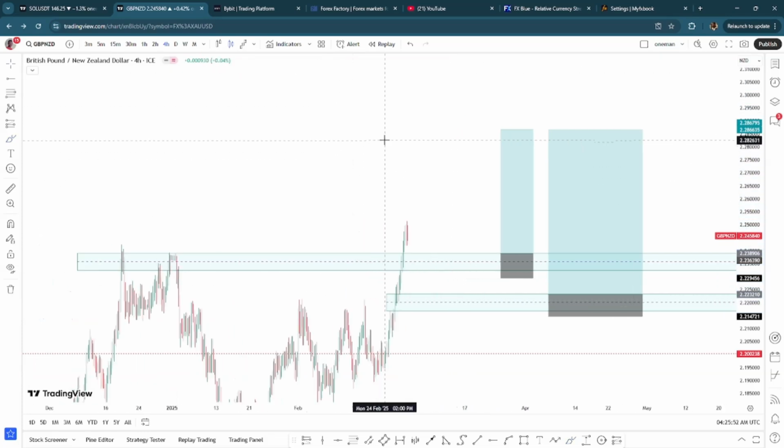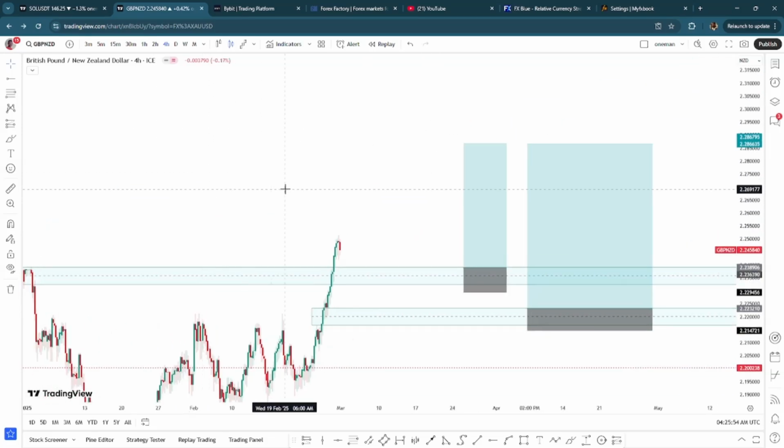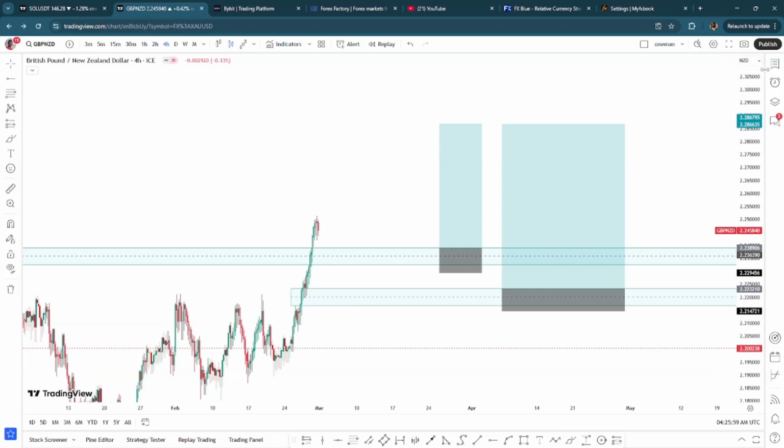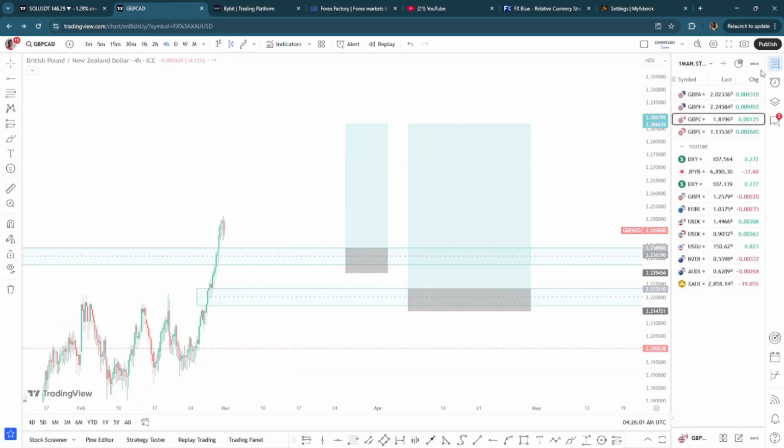As usual, trading is about reacting. Hence, we wait for entry confirmations before we enter. Let's move to the next pair, GBPCAD.